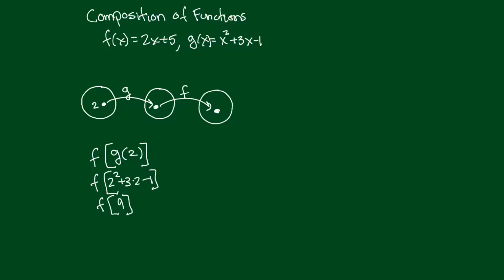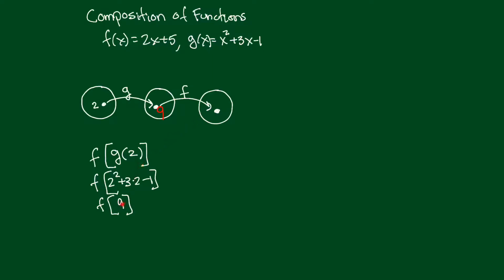So here's where we are. We started with this 2 up here. I put it into g. Now I had to do a little bit of work to process it, and that work is right here. We squared it, multiplied, subtracted, and we got a 9. So we put in a 2, process it, you get out a 9. So I'll just put a 9 here. And now what we're going to do is take this 9 and put it into f and see where that lands us.